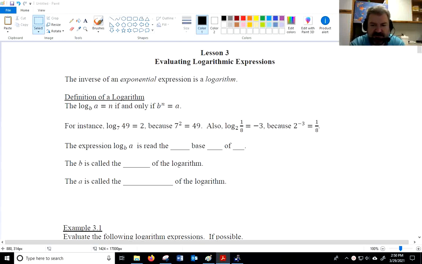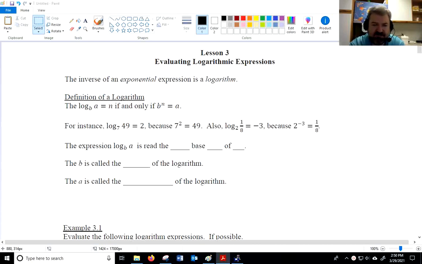We are in Unit 10, which is about exponential and logarithmic functions. Today we're going to look at logarithmic expressions and how to evaluate them and what they exactly mean. The inverse of an exponential expression is defined as a logarithm. So it's important that for every function that we develop and use, we have an inverse to be able to undo that operation. So the inverse for exponential functions is the logarithm.